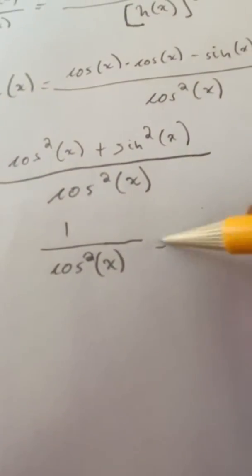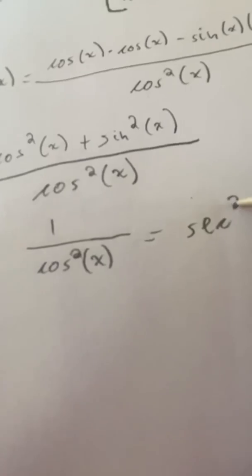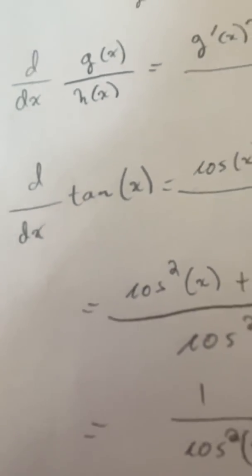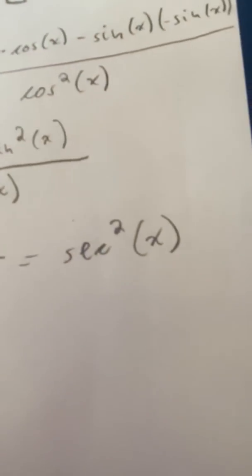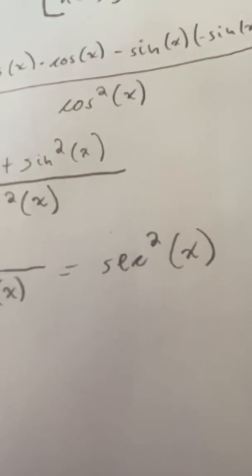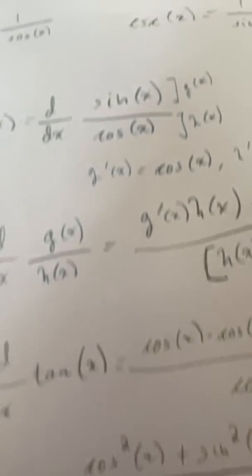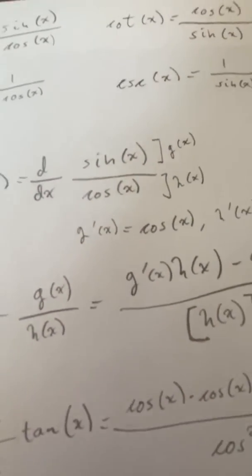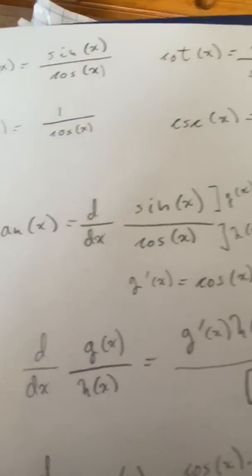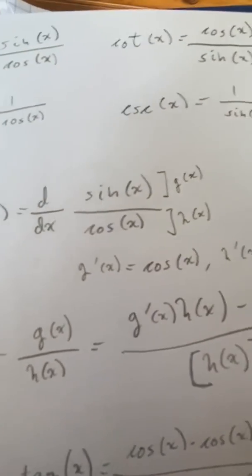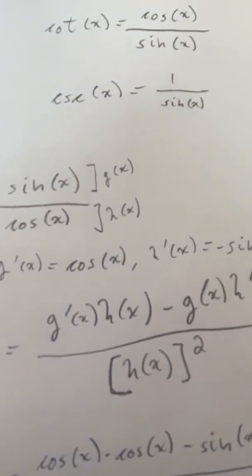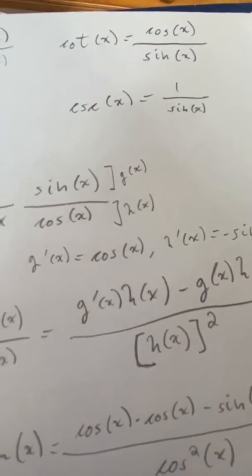And remember up here, 1 over cosine is the secant. So 1 over cosine squared is going to be secant squared of x. So the first derivative of the tangent function is going to be secant squared. Feel free to rewatch this as many times as you want, and then when you're feeling up to it, try to find what the derivative of the cotangent, the secant, and the cosecant are, using a similar method.